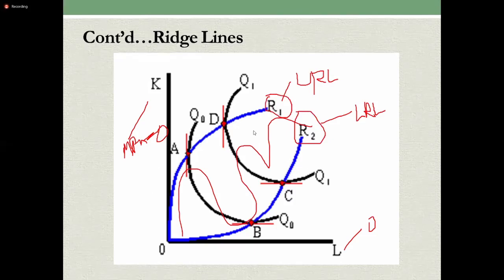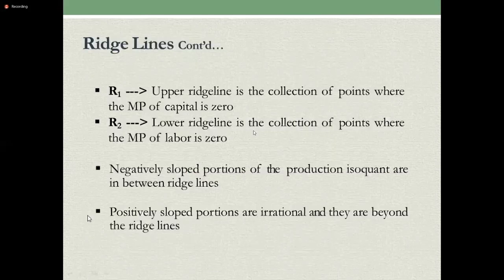So negatively sloped portions of the production isoquant are in between the rigid lines. Negatively sloped portions of the production isoquant are in between rigid lines. That means in here, the negative portion, right? The negative portion is in between these two, right? Positively sloped portions are irrational and they are beyond these rigid lines.